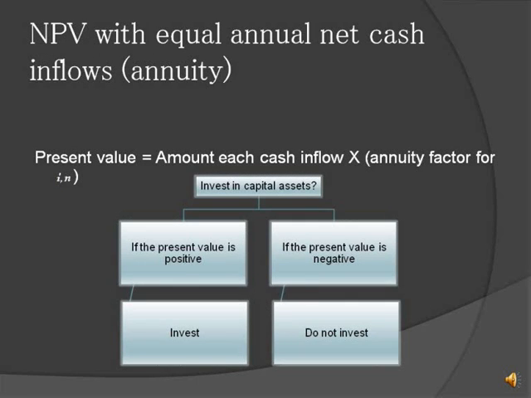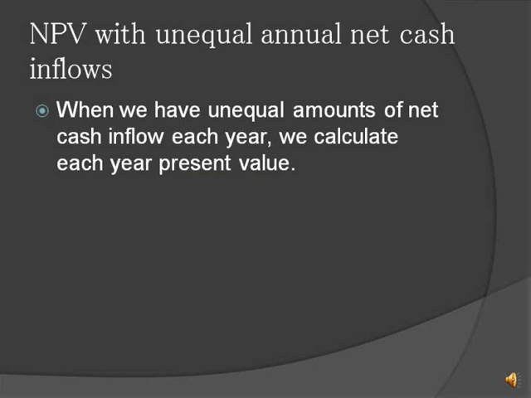To calculate the NPV, when you have equal annual cash inflow, you multiply that amount with the annuity factor. If you have a positive NPV number, then you should invest. However, if the NPV is negative, you shouldn't invest. When we have an unequal annual net cash inflow and we want to calculate the NPV, we calculate each year's NPV.